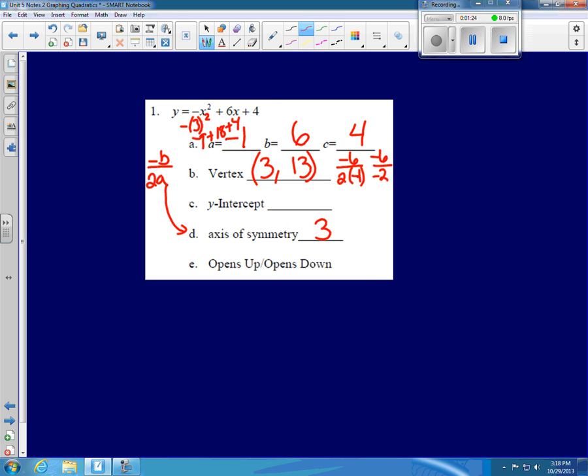The y-intercept, remember, is our constant. So it's that term without the variable, 4. And to determine if it opens up or opens down, we take a look at our a term, so the number in front of our x squared term, and that's a negative. Therefore, this opens down. So just a little review from yesterday.